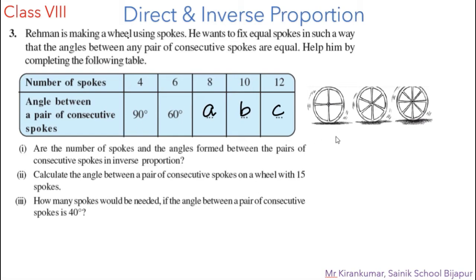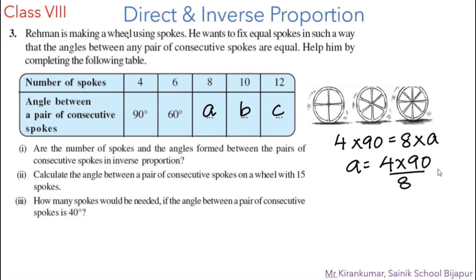Let me mention here 4 times 90 equals 8 times A. So we can find A. A will be 4 times 90 divided by 8. We get it as 45 degrees.